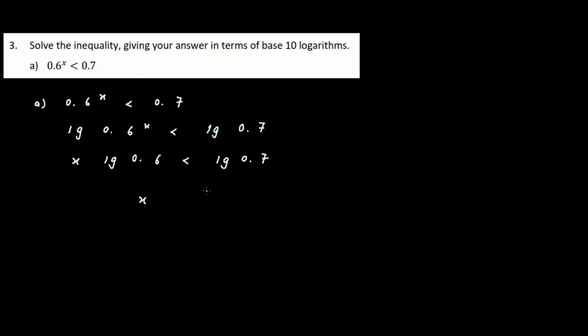Number 3, solve the inequality, give your answer in terms of base 10 logarithm. So same thing, you do it like how you solve a logarithm equation. Obviously you can't change them into the same base. So let's take log for both sides. The x, bring it forward. When you want to solve for x, meaning that you are going to divide by 0.6, right?